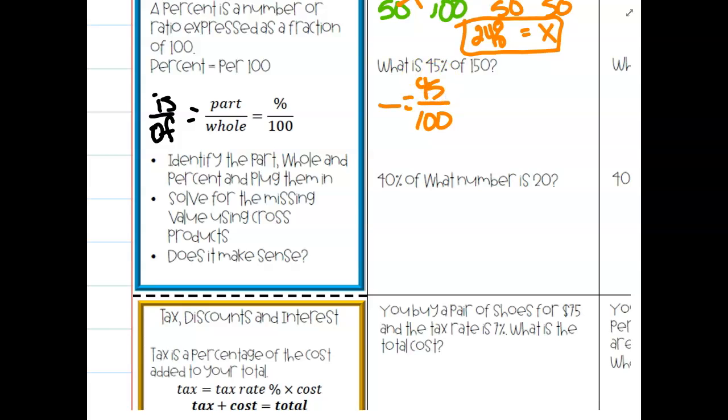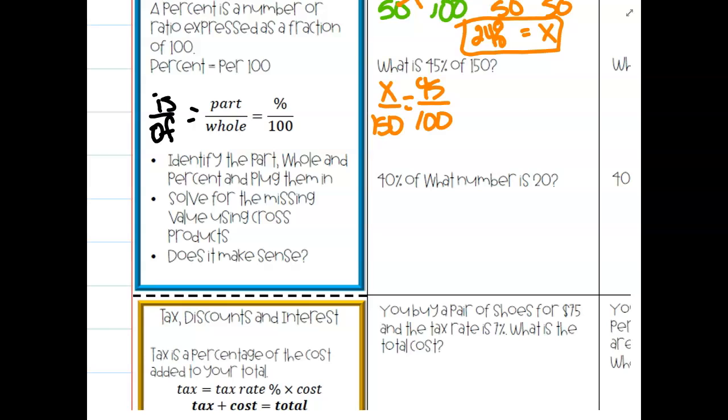Great. Okay. Now my other number, that 150, I have to decide if it's an is or an of. Well, if you read it, it says of 150. And it's is over of, so that 150 is going to go in my denominator. The empty gap where I don't have anything, that's where your variable goes. And then you solve it the same way.